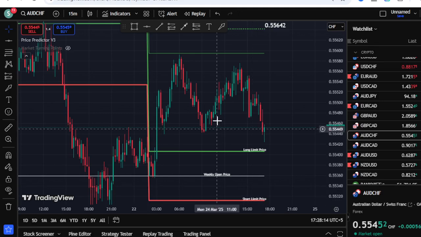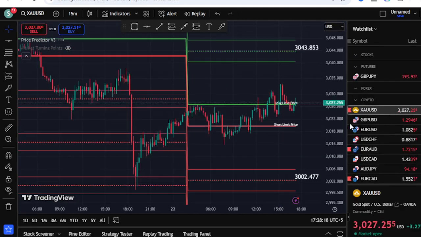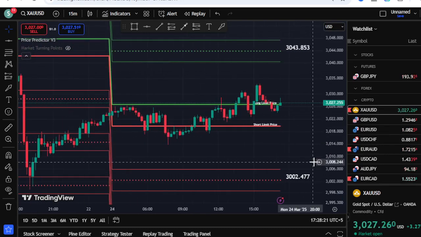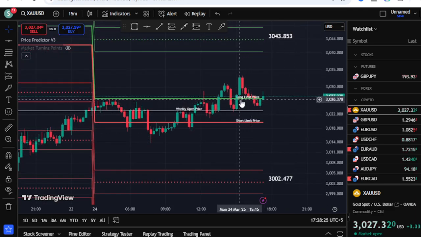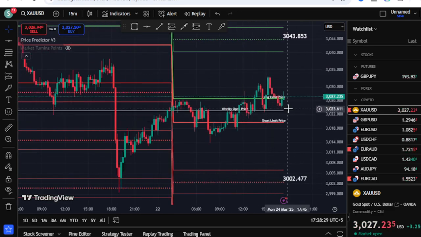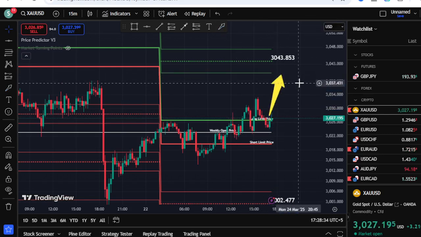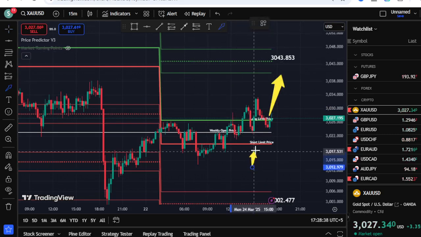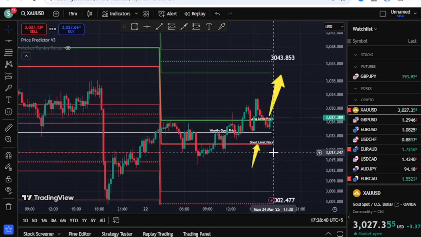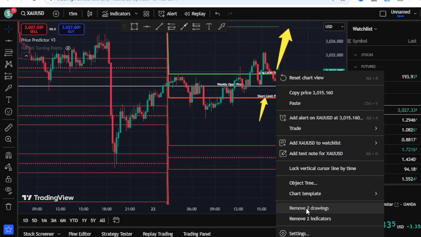Basically it is providing you a few price action levels, and here you need to take your trading decisions. For example, if you look here, it is telling you that this is the long time price. I mean, this is the price where the buyers can take their trading into action. And on the lower side, this is the short limit price, the price for the short positions.